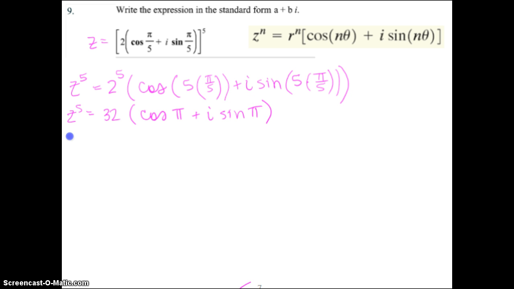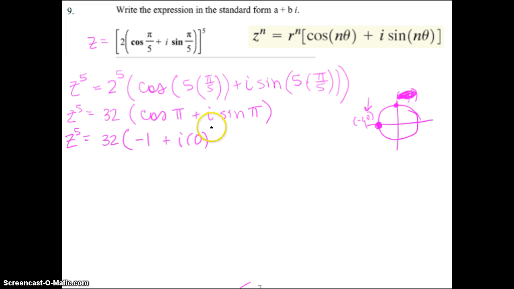Now, looking at this, we can simplify further. z to the fifth equals 32 times cosine of pi. If you think about that, remember pi on the unit circle, it's right here, negative 1, 0. Cosine is the x value, so the cosine of pi is going to be negative 1, plus i times the sine of pi. The sine of pi is the y value at pi, which is going to be 0. So now, if we simplify this further, we get z to the fifth equals 32 times negative 1 plus 0i, and 0i is 0. If we distribute, we get z to the fifth equals negative 32.